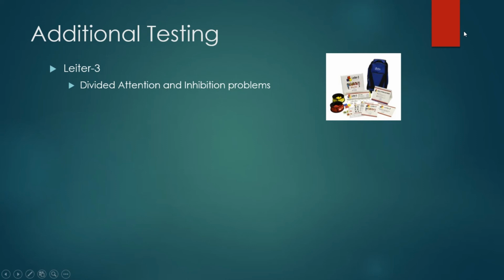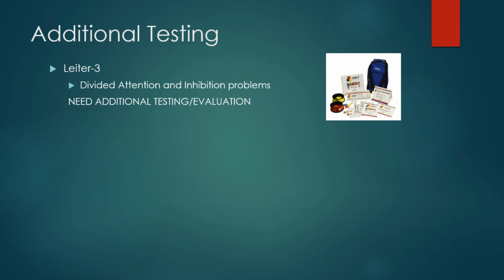As an example of requiring additional testing, let's return to the example of the individual who was administered the Lighter 3 for difficulties with attention. We found that person had some problems with divided attention and inhibition in particular. Now, we should do some additional testing to explore that issue. We would never diagnose ADHD from the results of just this one test.